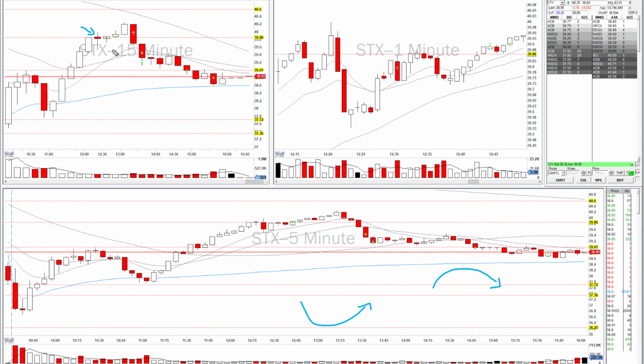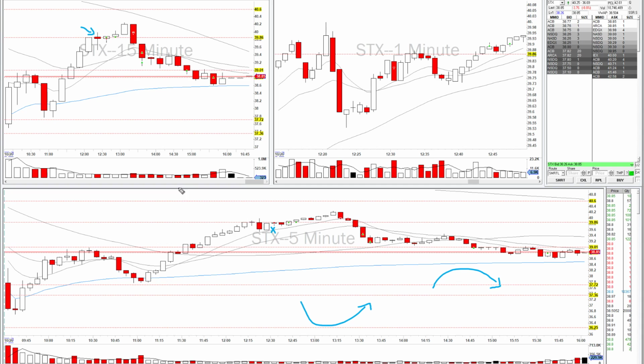Really should have waited for at least a new 5-minute low, if not a 15-minute low. And it didn't give me either of those, right? No new 5-minute low, no new 15-minute low, and it didn't even give me the moving average crossover. I just preempted it like a fool. I was looking for that. It didn't happen, so bad trade.